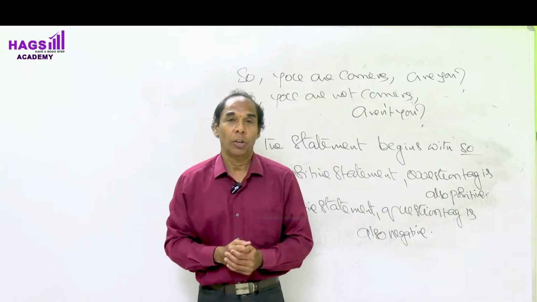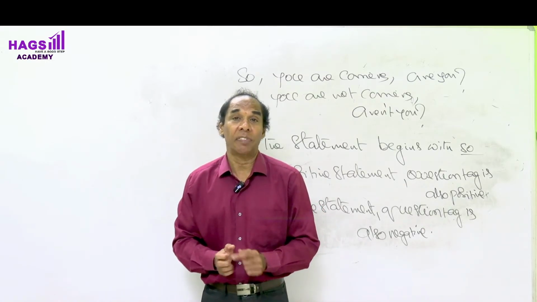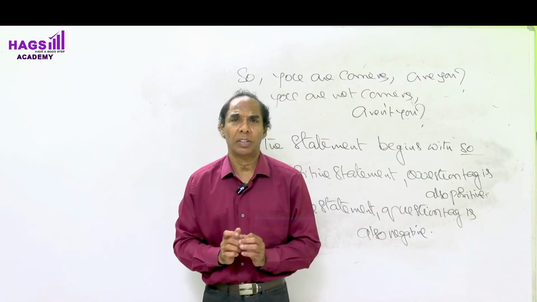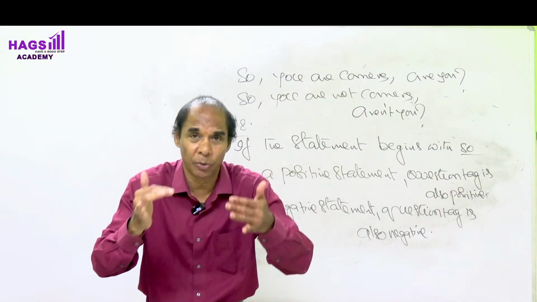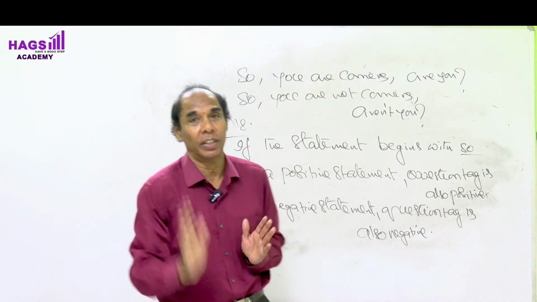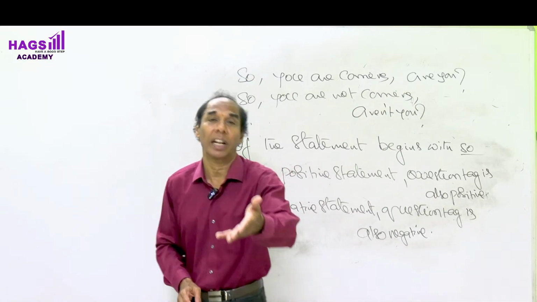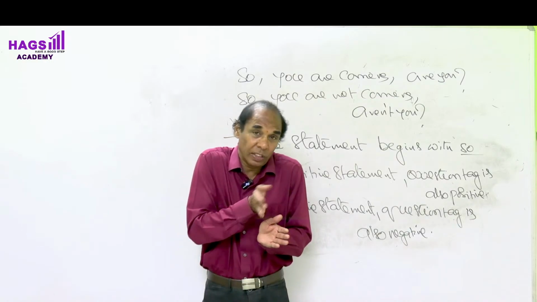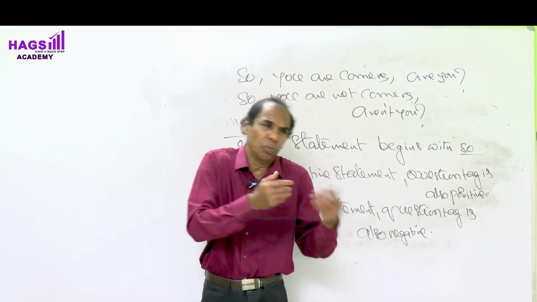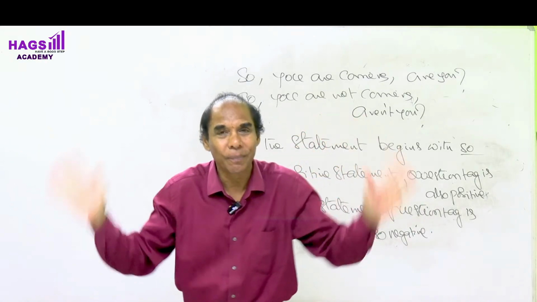Next model. Usage of have, has, had. See, in the case of have, has, had, what you have to do first? These 3 are acting as main verb, or these 3 are acting as special verb. We have to identify. Then we have to do the question tag. Next model. When the statement begins with let's or let us, statement is positive or negative, we don't want. The question tag is shall we.